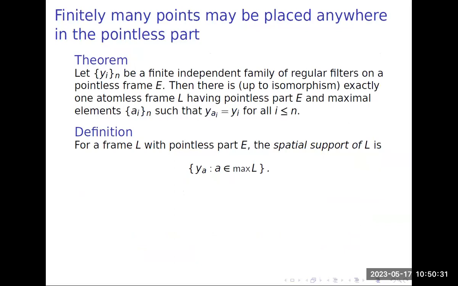So the theorem here is that if you start off with finitely many of these regular filters, presuming they're independent of one another, and a pointless frame, then there is precisely, up to isomorphism, exactly one atomless frame L having the given pointless frame as its pointless part, and exactly n maximal elements which precisely generate the regular filters in the fashion that we've indicated. Okay. My term for the family of these regular filters which arise from the points is, I'm calling them the spatial support of the frame.